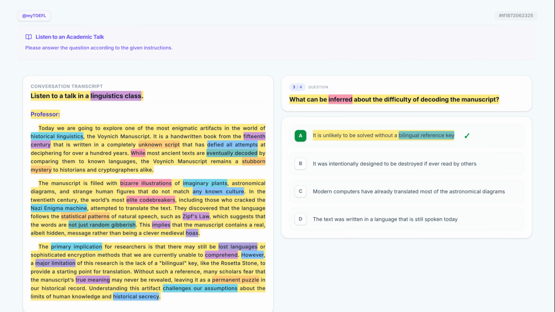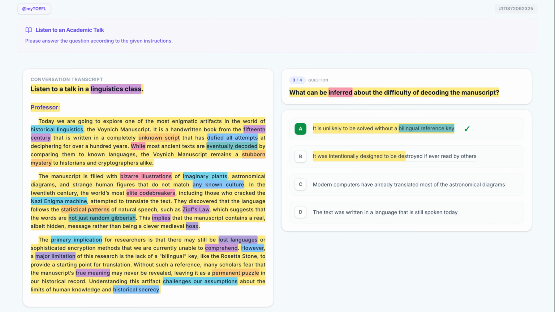Now, let's check what option B suggests. It was intentionally designed to be destroyed if ever read by others. The lecture mentions historical secrecy, but it never suggests the manuscript was designed to be destroyed. This is an over-inference not supported by the text.